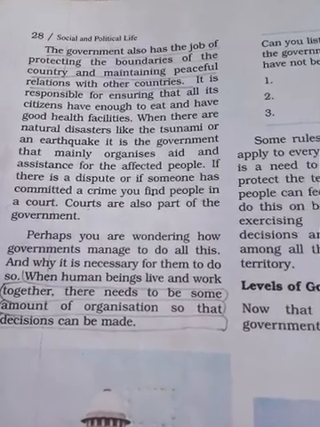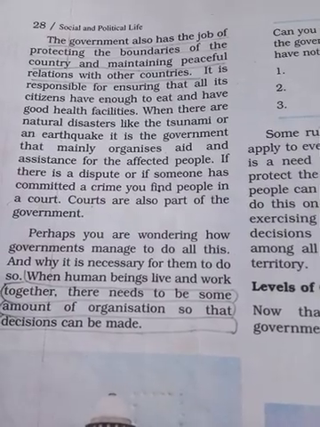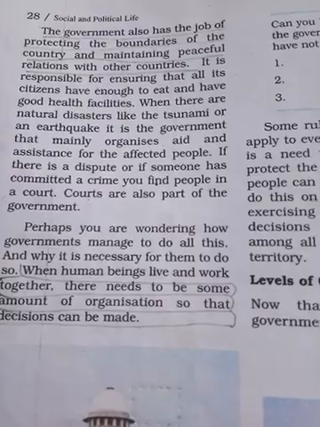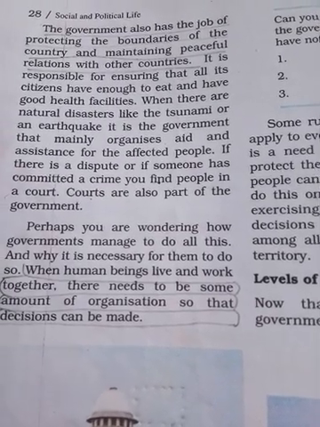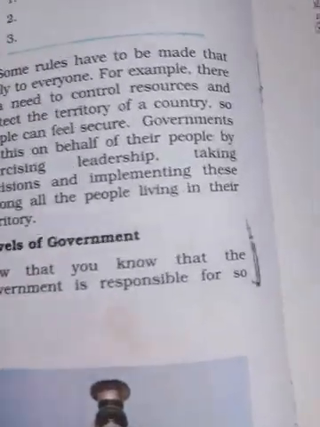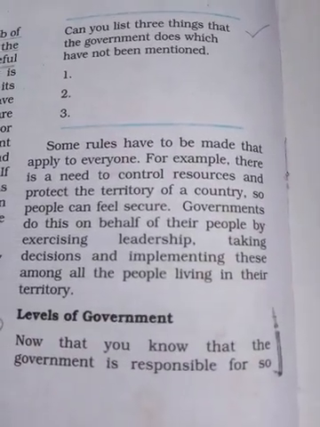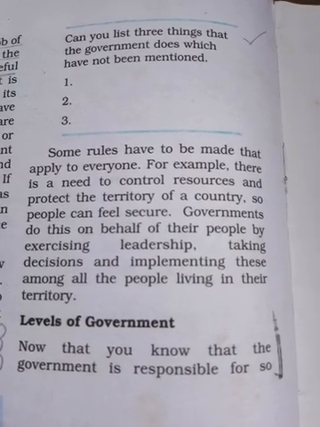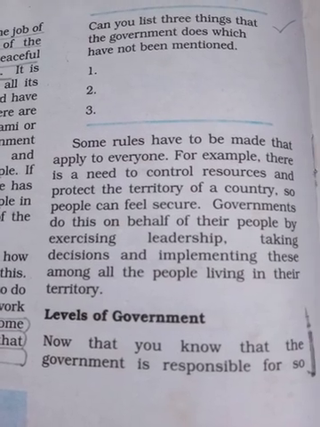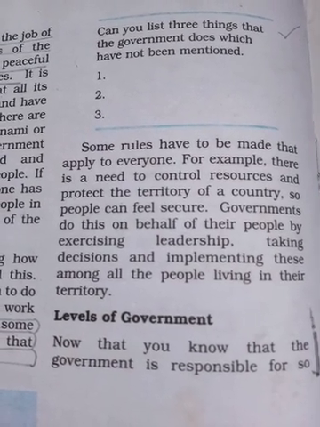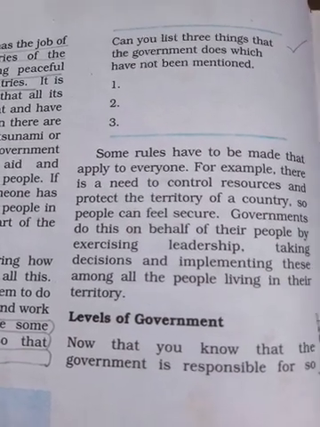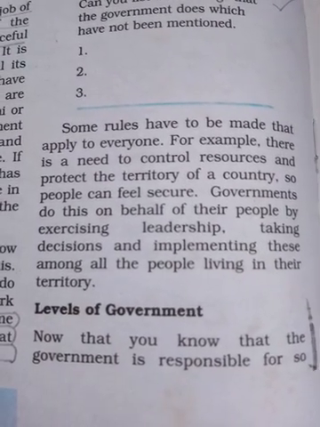The government has to take decisions for the welfare of our society, or for the welfare of that particular country. He is the man responsible. He is going to take care of everything, for all the people. So some rules have to be met that apply to everyone. The government also makes some laws to protect the people, so that they cannot cross that limit.